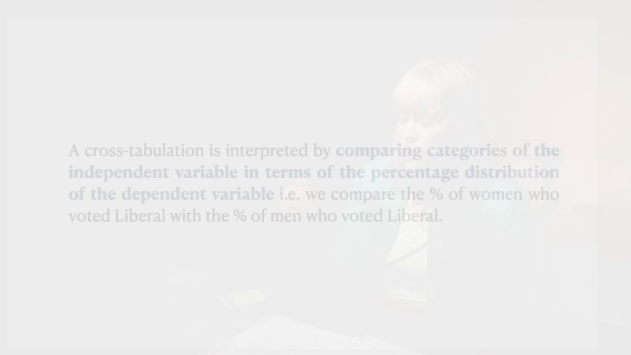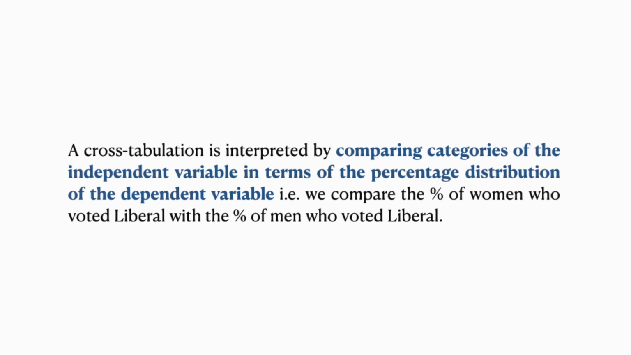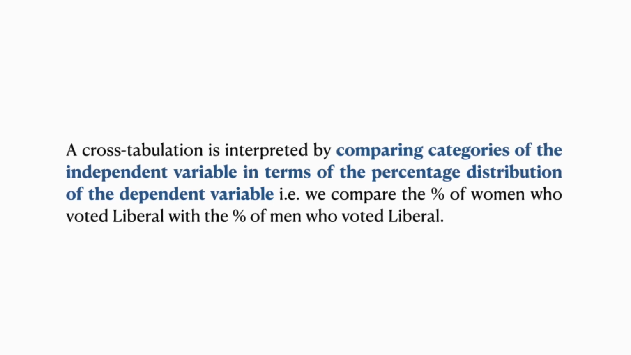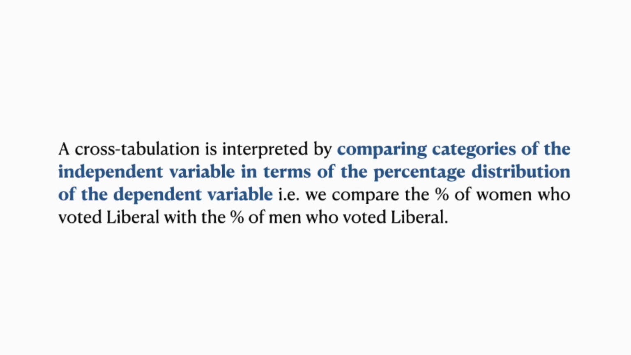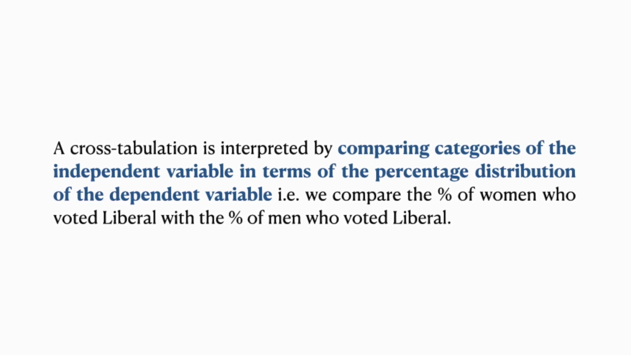If the independent variable is in the column, what you want to do is look across the gap of the column. So you're going to want to compare the percentage of women, in this case, who voted Liberal, compared to the percentage of men who voted Liberal. So we always interpret a crosstab by comparing categories of the independent variable, to use textbook speak, in terms of the percentage of the distribution of the dependent variable.